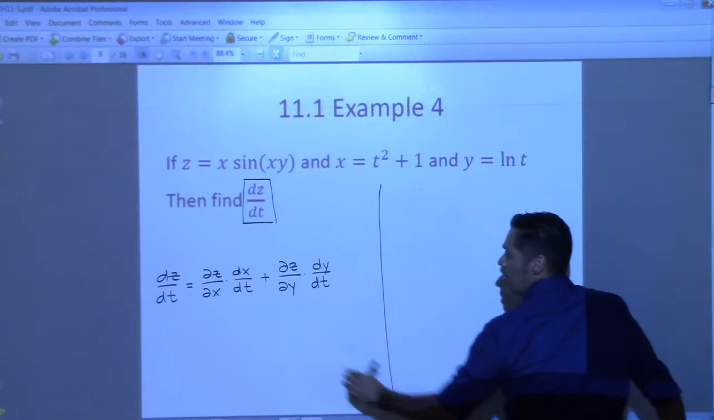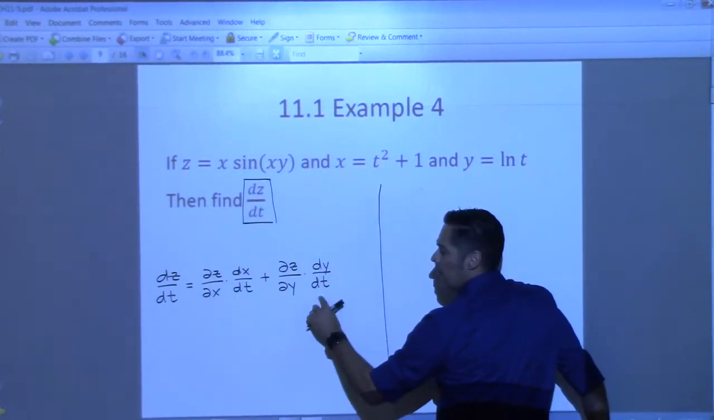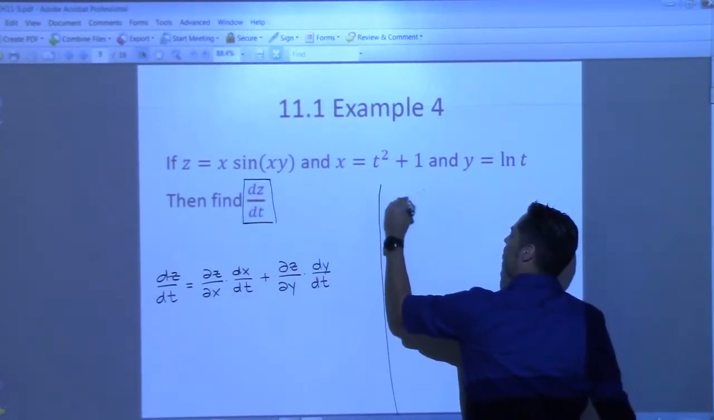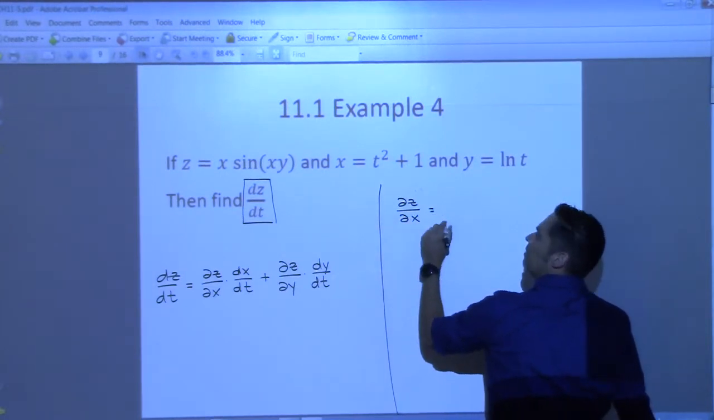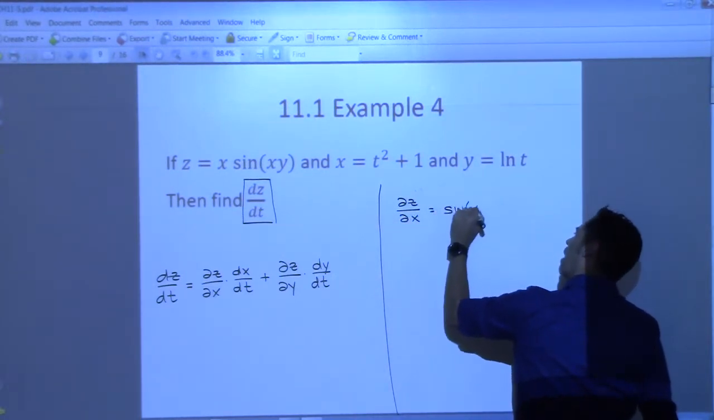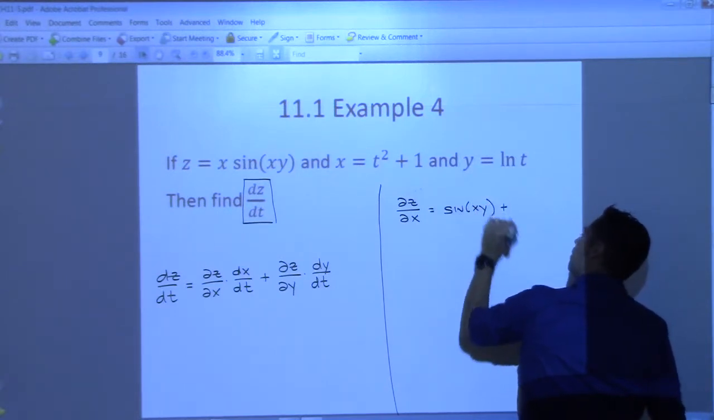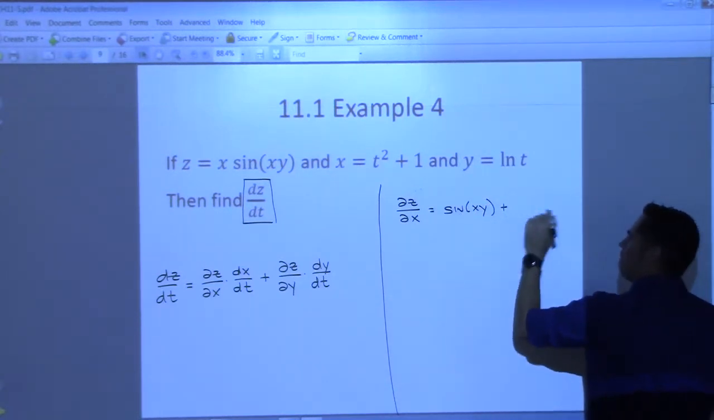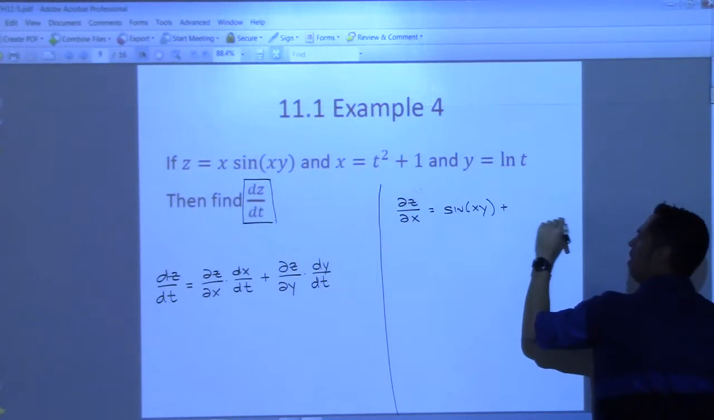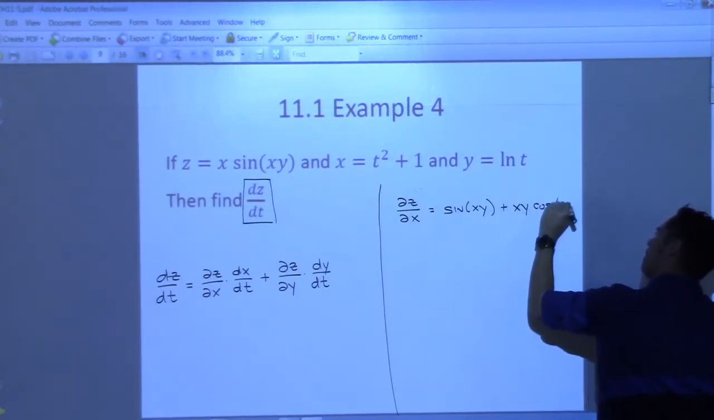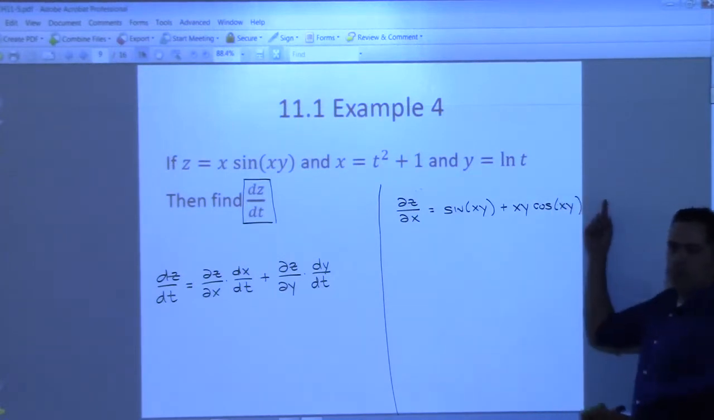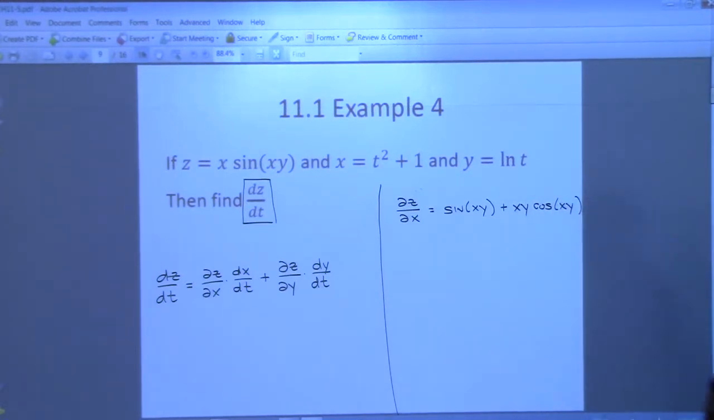So let me get these. I need 4 derivatives now, right? 2 of them I did in the previous example. What was the partial of z with respect to x? What was that, like sine xy plus cosine xy times y times x? So I'm going to go xy cosine xy. That's if I would have just moved those factors out front. So that's partial of z with respect to x.